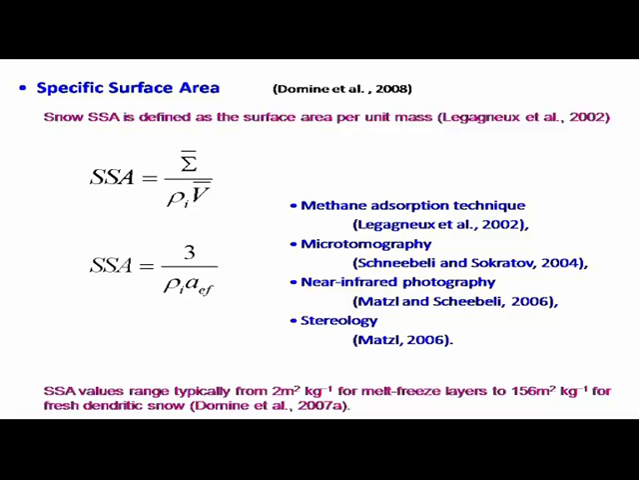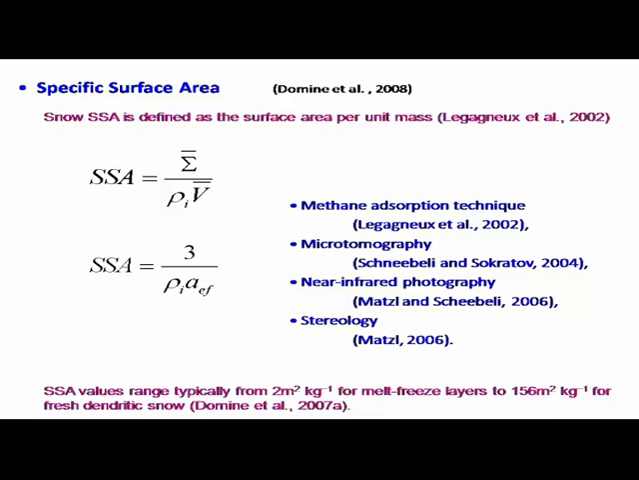So another application is the specific surface area, which is again the surface to volume ratio, the inversion of that. Once you have this surface area on the ground and you know the density of ice, you can estimate the effective grain size.